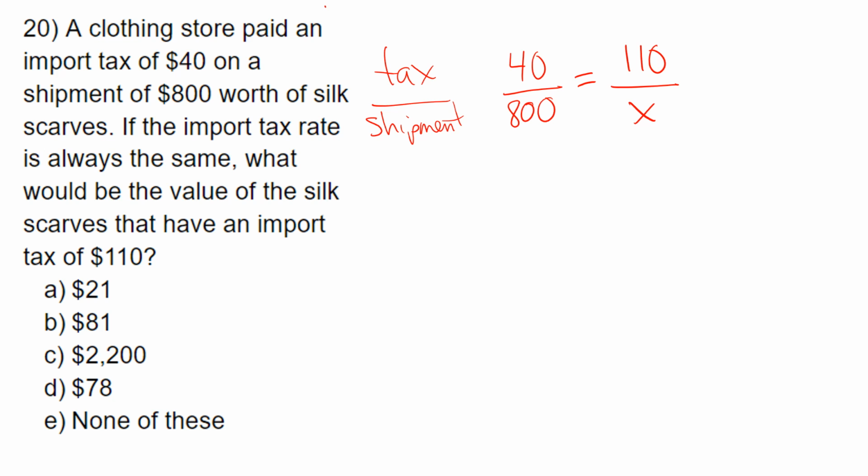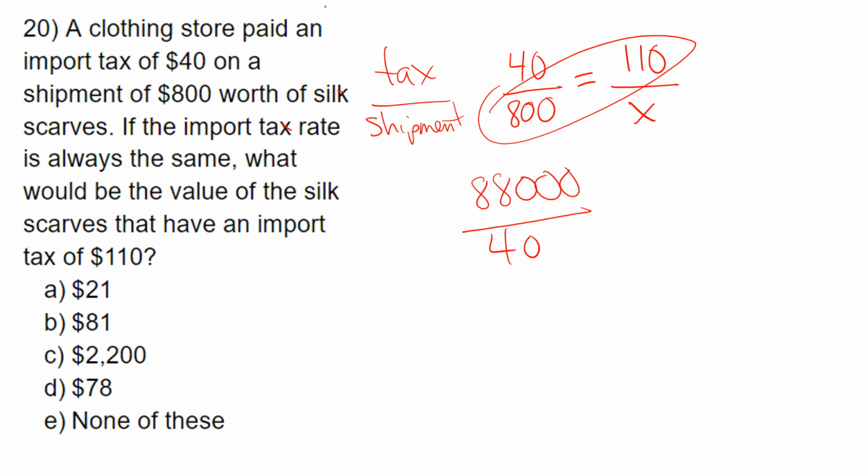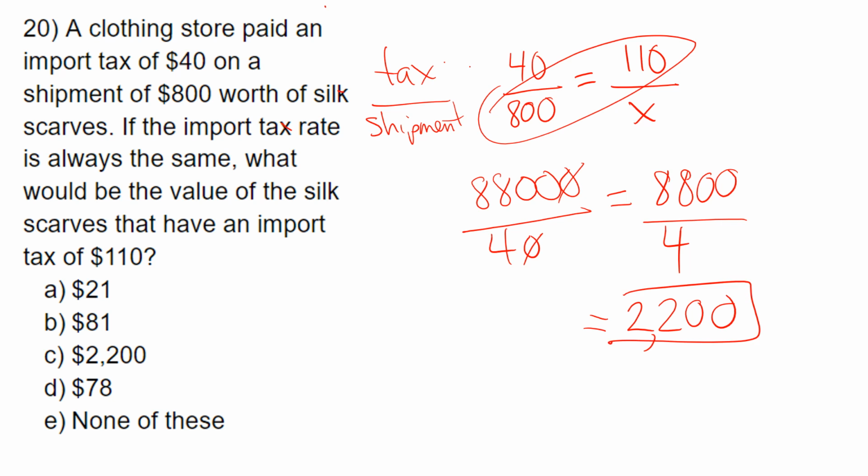So there we go, cross multiply. 800 times 110, so that's going to be 88 with 3 zeros. And then you divide by 40. Okay, we can knock out these zeros right there. So it's 8800 divided by 4. Okay, I can kind of do this in my head. 4 goes into 8 2 times. 4 goes into 0, 0. So that is my final answer. There you go. All 20.